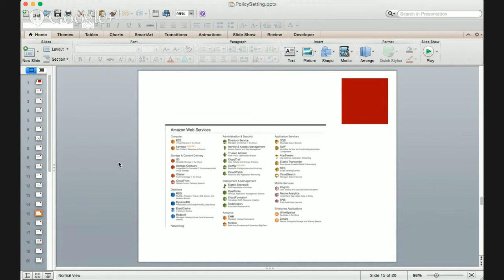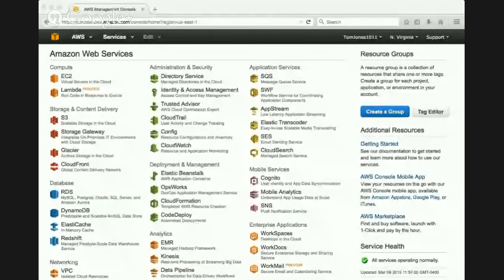So I'm going to go over to my Amazon Web Services right now. Screen share. All right, and you should now be seeing my Amazon Web Services, okay?